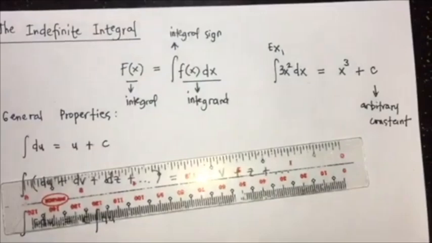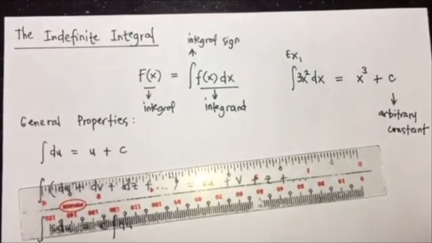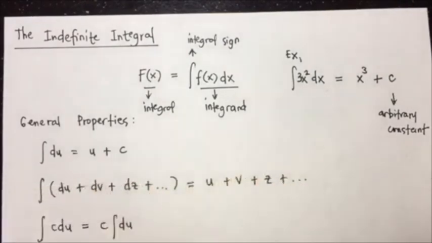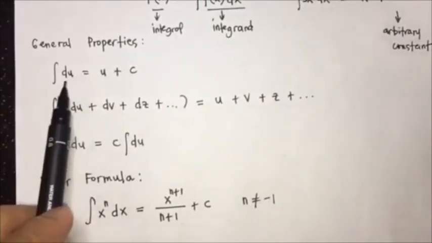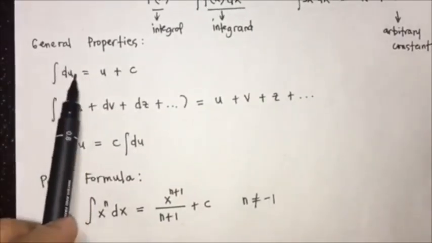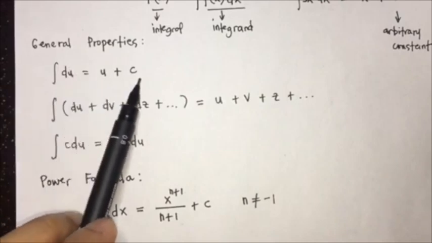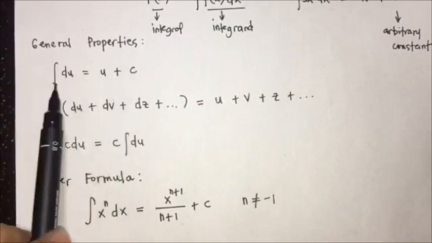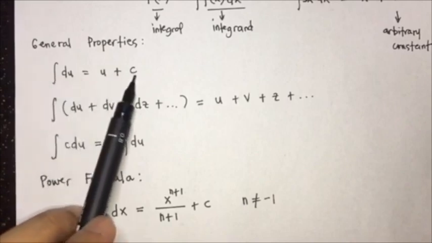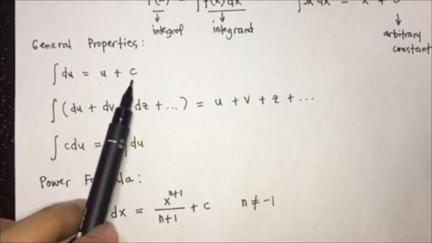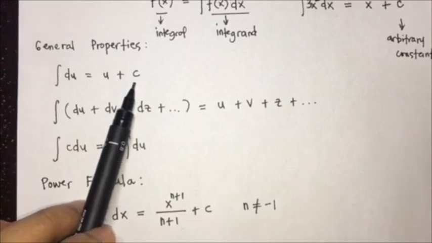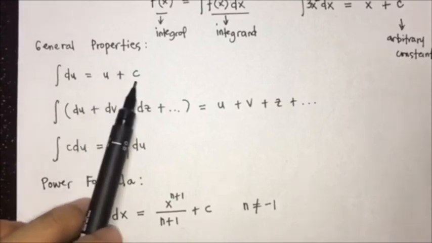Okay, so that's the concept of integral calculus. Now the general properties of integral calculus. We have these three. The integral of du is equal to u plus c. It just means that every time we perform integration, there is an arbitrary constant that must be added. Again, that arbitrary constant was the constant that was omitted during differentiation.